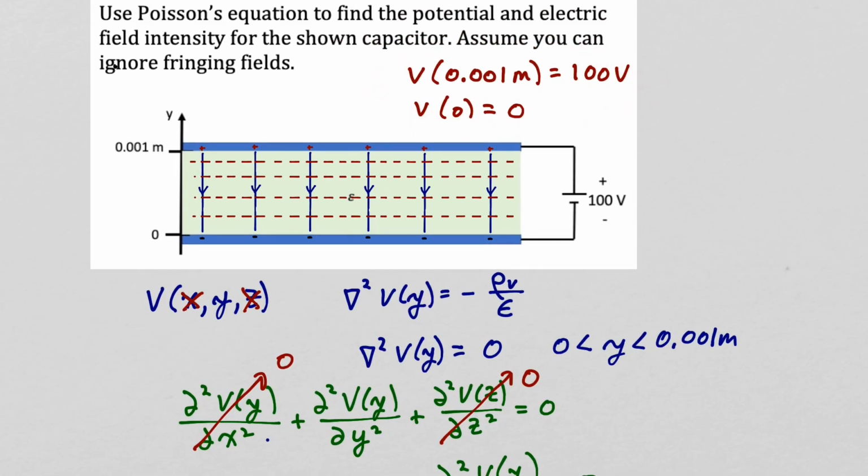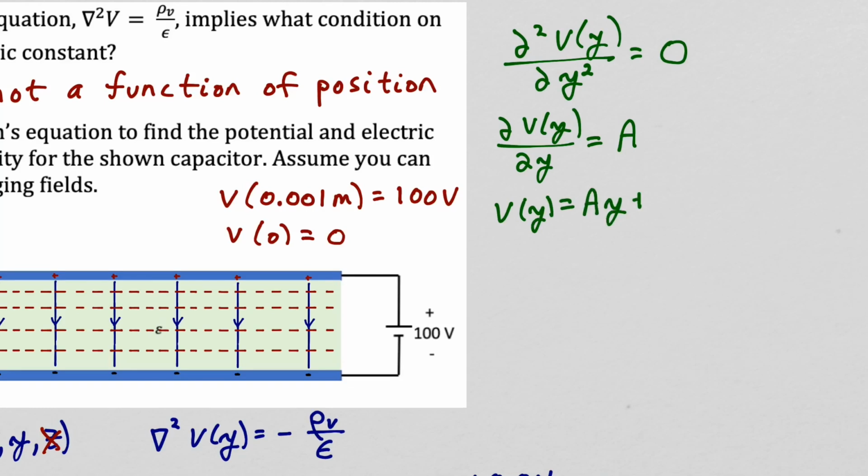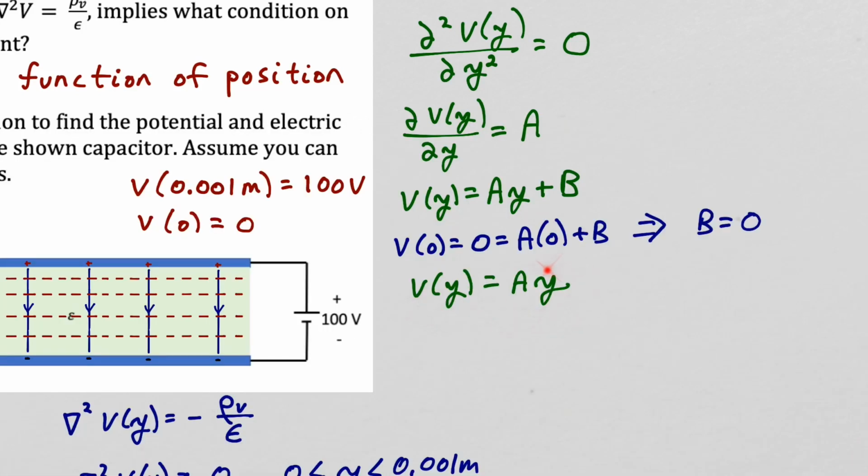Integrating once, we get the partial of v with respect to y equals a constant a. Integrating again, we get our potential is equal to our constant a times y plus our second constant b. Putting in our first boundary condition, we see that b must be 0. So now let's put in our second boundary condition.